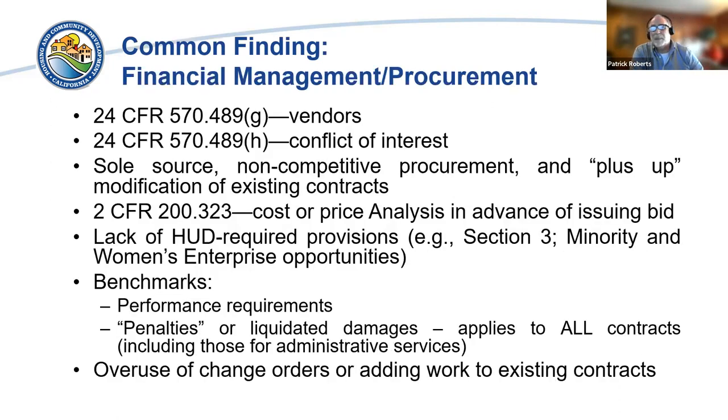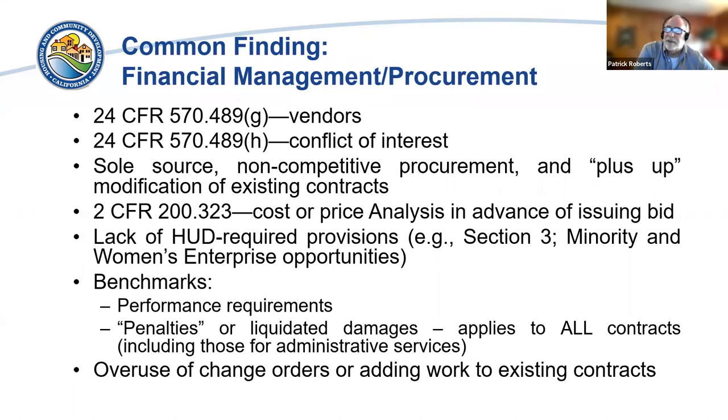Next slide. Next slide talks about common findings, financial management and procurement. 24 CFR 570.489(g) talks about vendors, and 489(h) is the conflict of interest. 2 CFR 200.323 talks about cost or price analysis in advance of issuing bids. Lack of HUD required provisions is another common finding in that procurement, missing Section 3, not complying with minority and women enterprise opportunities, and then benchmarking.